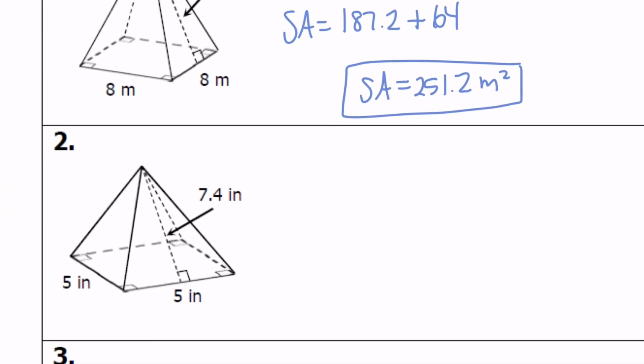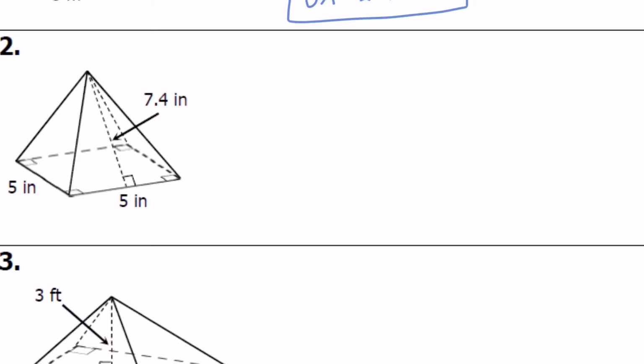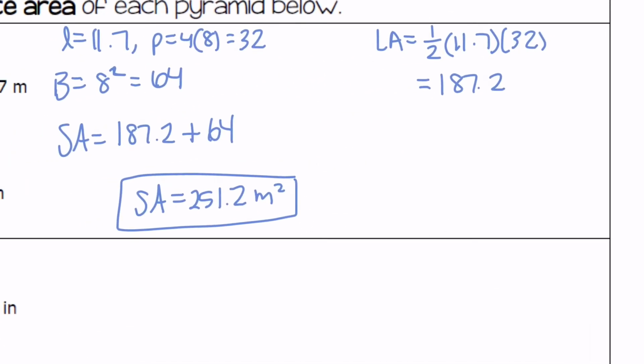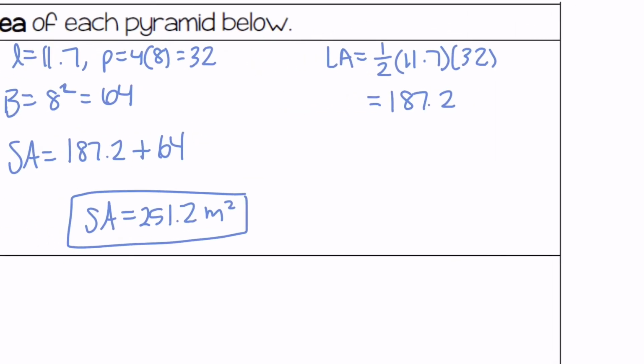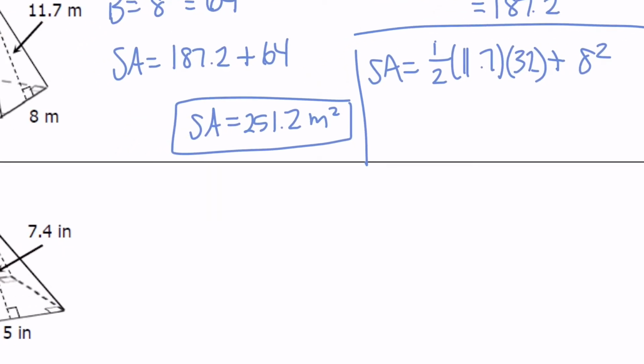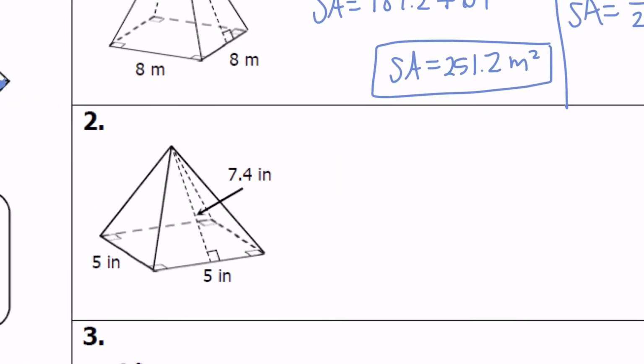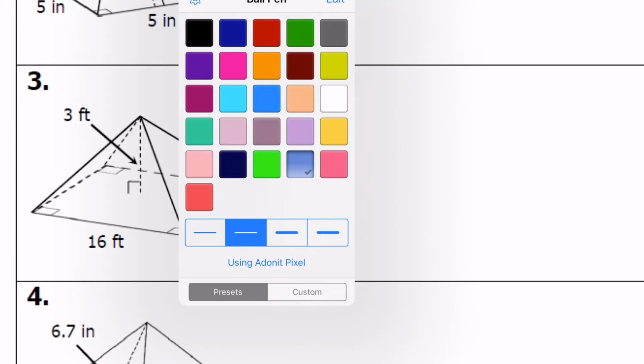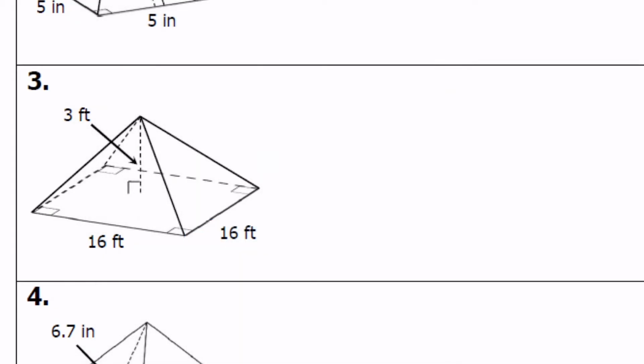Okay. So notice how I did the lateral area and the base area separately and then added them together. You could do it all in one. You could just say surface area equals 1/2 times 11.7 times 32 plus 8 squared, and you're still going to end up with the same answer. I did mine separately just so I could show you what pieces we're each finding, but it's however you want to do it. So 2 is very similar. I wanted to glance at number 3.